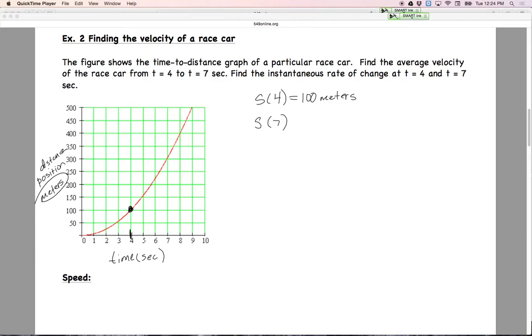You won't be reading it off a graph. But it's easy to read off a graph, right? Just tell what the point is. So at 7, we're at a position of what? 300 meters. What are you wanting to calculate when you calculate average velocity? Tell me geometrically what you're calculating.